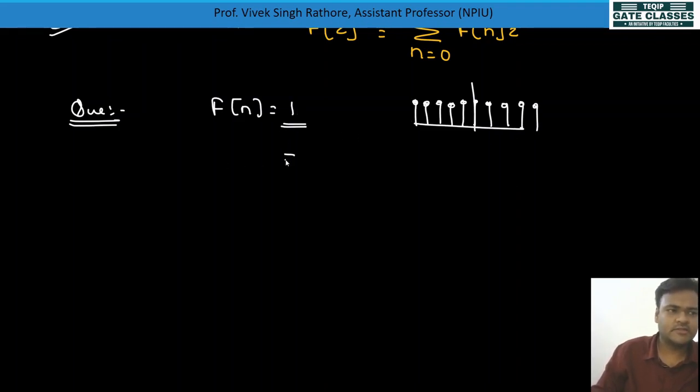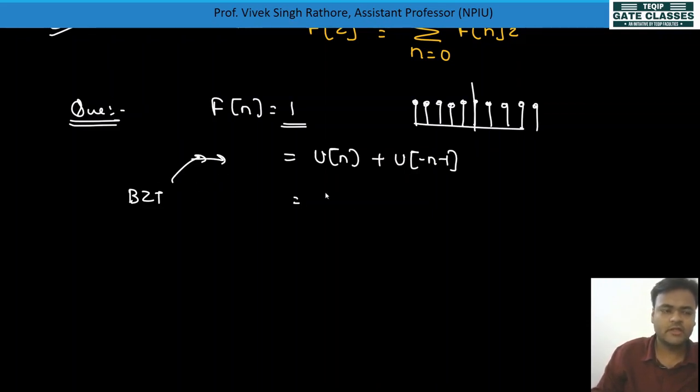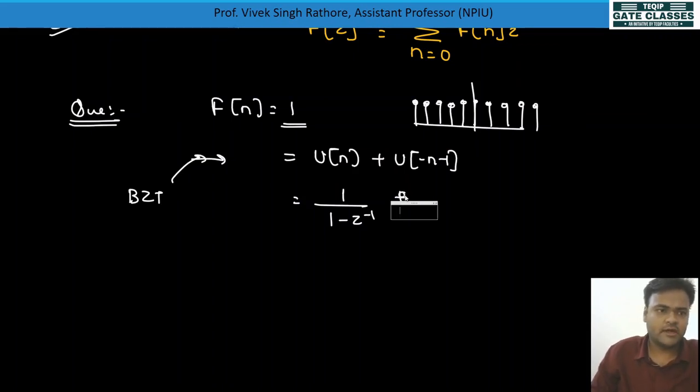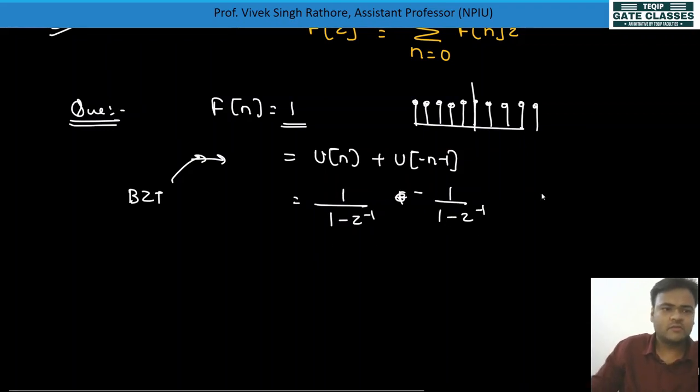But see, 1 is equivalent to u of n, which means from n equal to 0 to infinity, plus u of minus n minus 1, which will start from minus 1 and go to minus infinity. Earlier, in the bilateral Z transform, we used to have 1 by 1 minus Z inverse here, and here minus 1 by 1 minus Z inverse, just the opposite. So obviously it comes to 0, so the Z transform was not defined for this value.